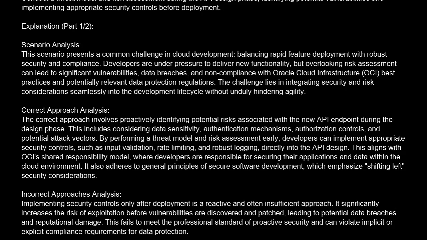The correct answer is B. Conduct a threat model and risk assessment during the API design phase, identifying potential vulnerabilities and implementing appropriate security controls before deployment. Explanation. Scenario analysis.